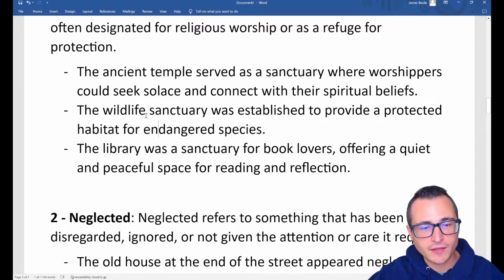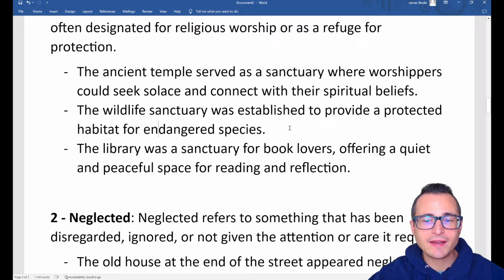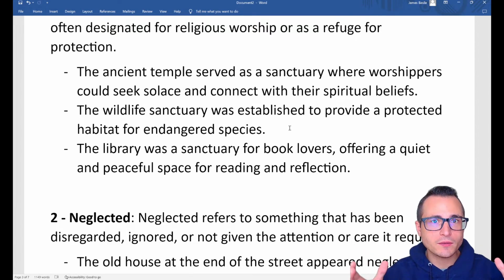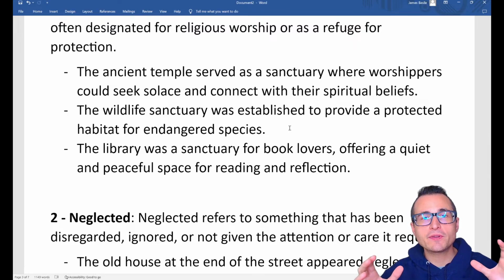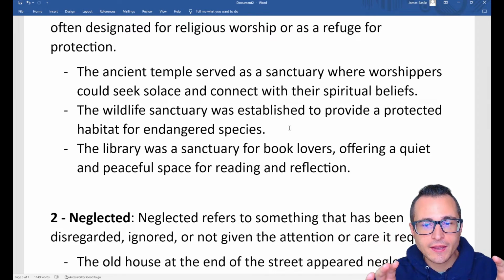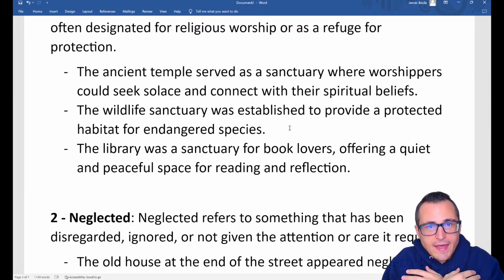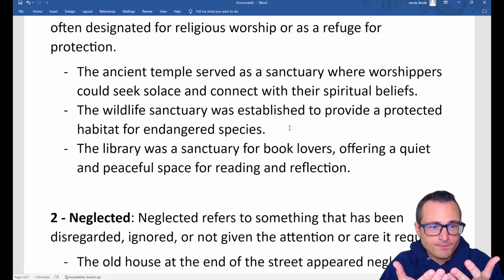The wildlife sanctuary was established to provide a protected habitat for endangered species. So, this is not religious, right? The wildlife sanctuary is a place where animals can be safe and protected.